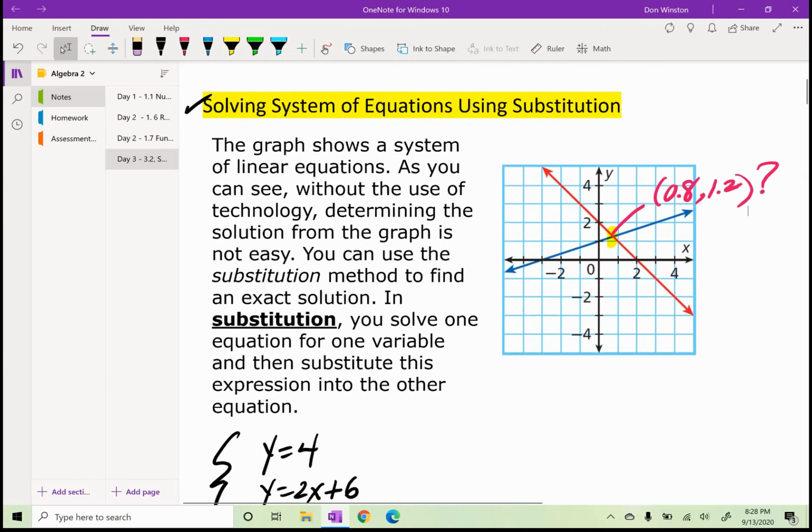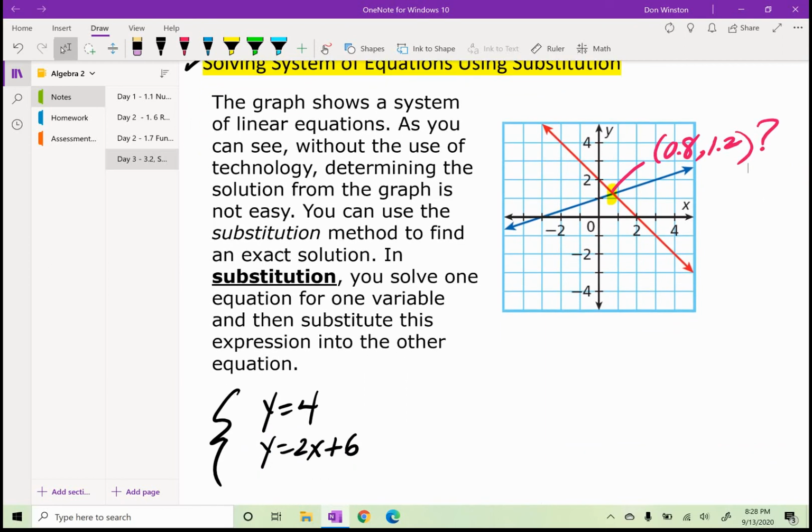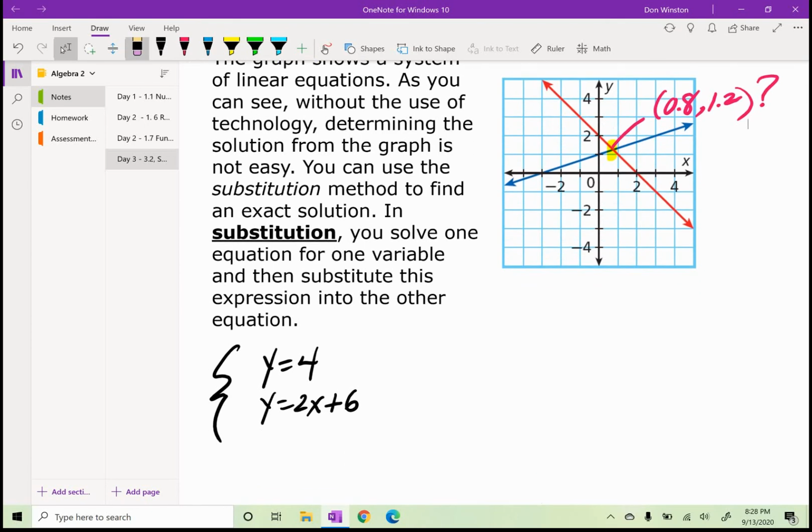In substitution, you solve one equation for one variable and then substitute this expression into the other equation. So to go back to what I had, the equation y equals 4, and then y is equal to 2x plus 6. This is the simplest and yet most important substitution we'll ever have, where y is equal to one thing and y is equal to something else.